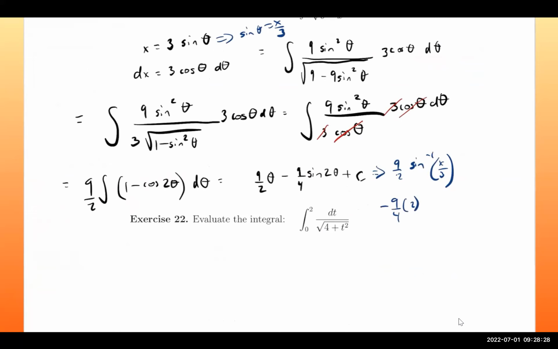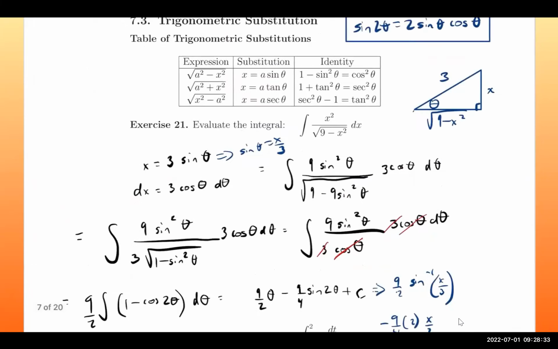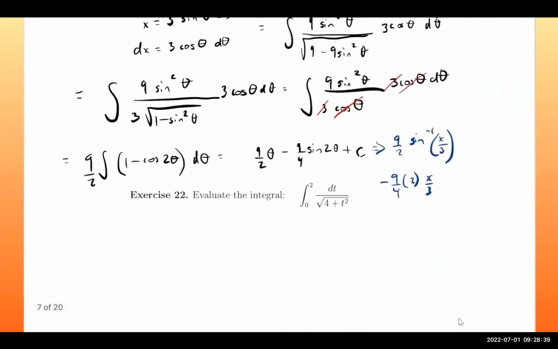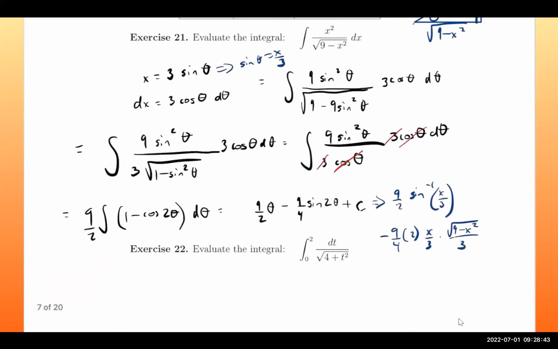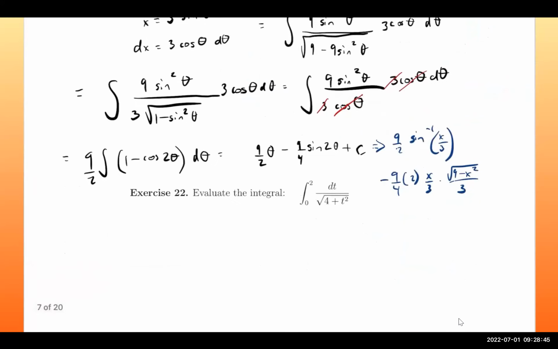Sine theta would be, we said, x over 3. That's what sine theta is equal to, opposite over hypotenuse. And then cosine theta is equal to this over this, so square root of 9 minus x squared over 3, I believe it was. Yes. All right, and then don't forget your plus c.